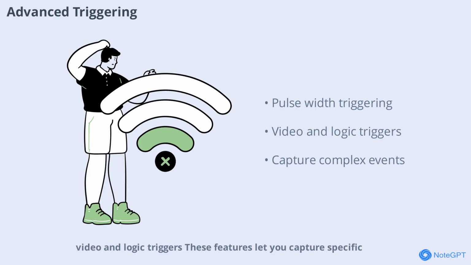These features let you capture specific events or patterns within complex signals, making troubleshooting faster and more effective. Advanced triggering is a powerful tool for engineers working with digital circuits or mixed signal environments.